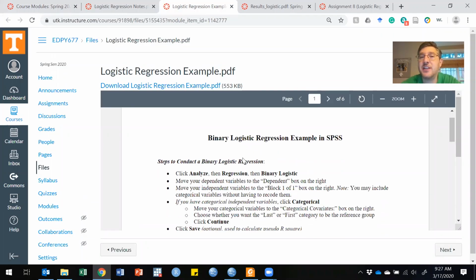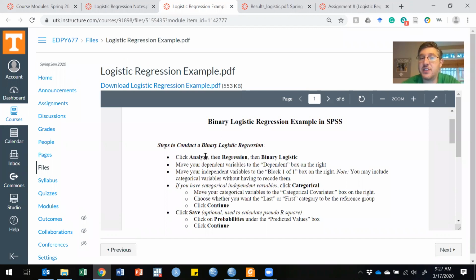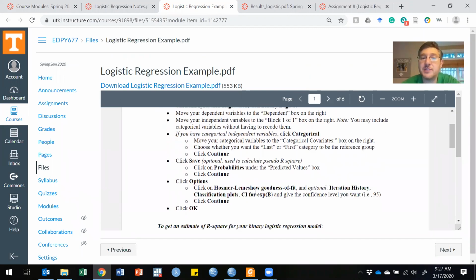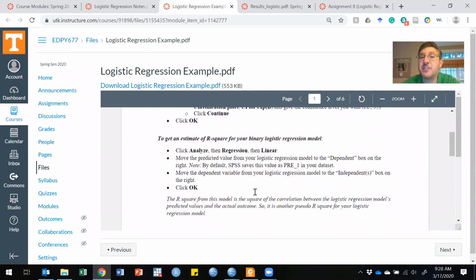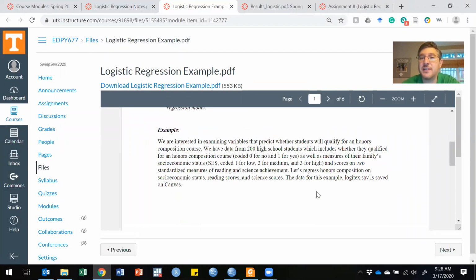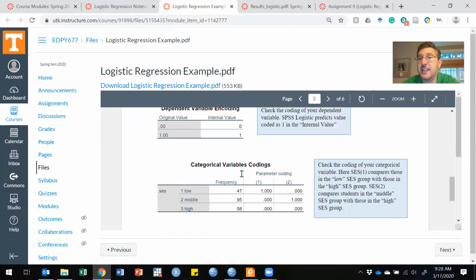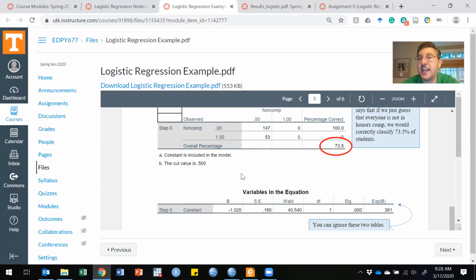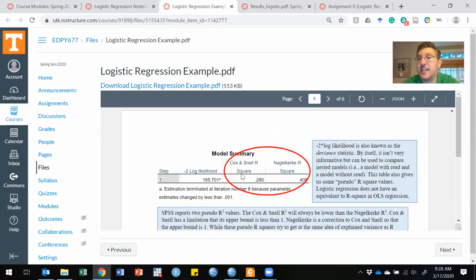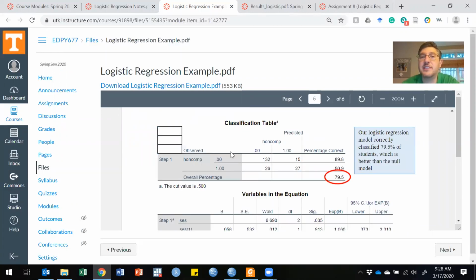So you can see here are the steps to conduct the logistic regression, how you would click through the SPSS menus. Here's another way you can get another estimate of R² for your binary logistic regression model. We'll talk about that in a little bit. And here's the example that we go through, and you can see the output is annotated, showing what each one of these tables is telling you.